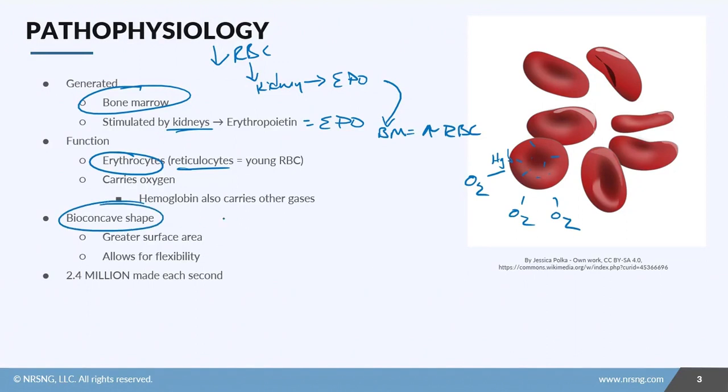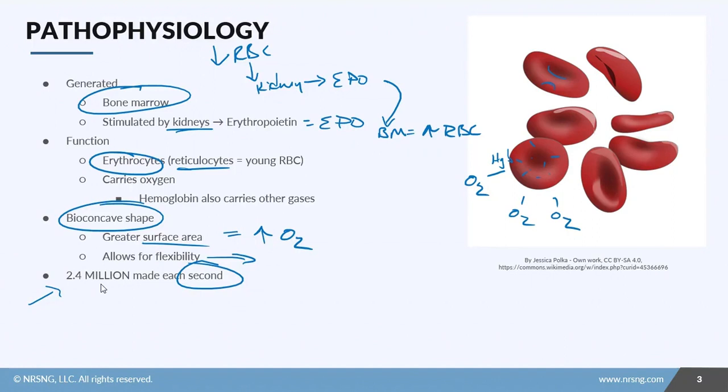Red blood cells have a biconcave shape, meaning they are caved in on both sides. Here's one side, and on the other side it's going to look like this. The reason for this biconcave shape is that it has a greater surface area, which increases oxygen attachment. It also allows for greater flexibility, so if the cells are trying to get into those tiny capillaries and deliver oxygen to all the tissues, that flexibility helps. One cool note is that every second, 2.4 million red blood cells are made. So we go through a ton of these a day.